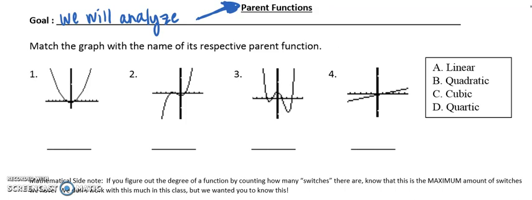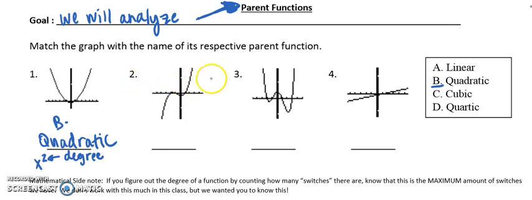Okay, so the first one here you should know already. It is called a quadratic. It's a parabola, right? So it is a quadratic, which over here in our list is B. And you should notice when we have equations, the degree is going to be 2. So the highest exponent you see is going to be a 2. We've talked about these already, so hopefully this one you've got down.